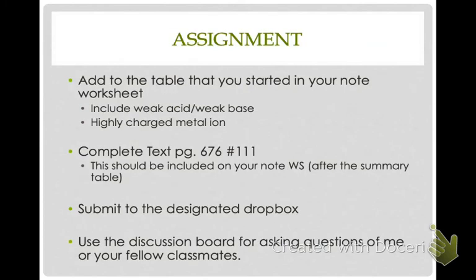Now let's talk about the assignment that will be due with this particular lesson. I would like you to add to the table that you started in your note worksheet to include the information we discussed about weak acid, weak base, and that's where you're comparing the Ka and Kb values. I also want you to include the highly charged metal ion situation in that table as well. And you should do this on your note worksheet.